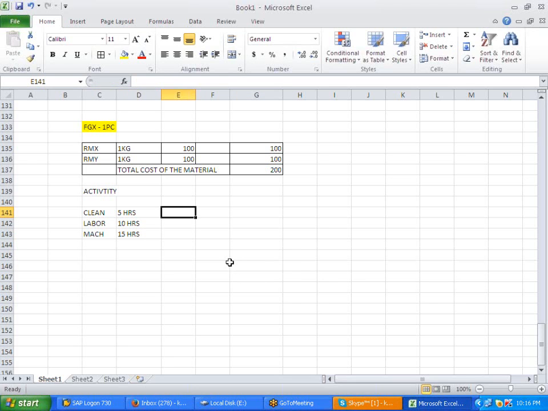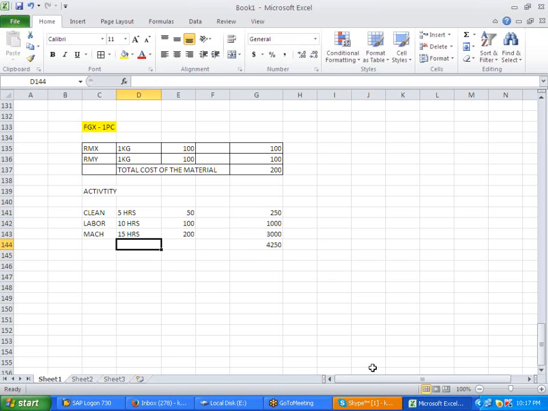The price of this cleaning is $50. For labor, it is $100. Per hour basis, this is 200. So 50 into 5 is $250. This is $1,000. 15 into 200 is $3,000. Now 4,250, what cost is this?